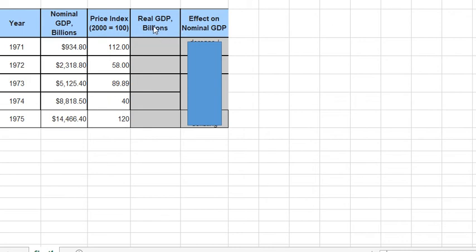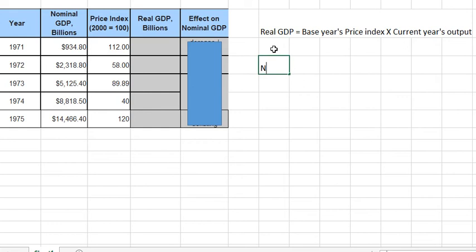So now the question is, first we have to calculate real GDP for those years. Let us recall that real GDP equals the base year's price, in this case price indices, multiplied with current year's output or quantity, right? Output. We know nominal GDP equals current year's price indices multiplied with current year's output, right? Current year's output.